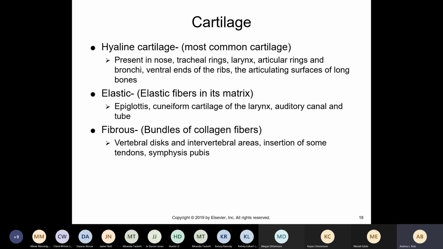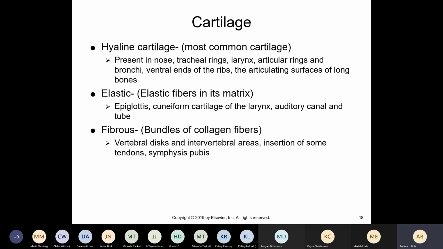Cartilage, like I said, chondro is the prefix for cartilage. There's hyaline cartilage, elastic cartilage, and fibrous cartilage. Hyaline is the most common type in our body. We see it the most. It's present in our nose, our trachea, the little rings around the trachea, the larynx, the ventral ends, the edges, the ends of our ribs, and then the articulating surfaces of long bones are covered with cartilage for protection.